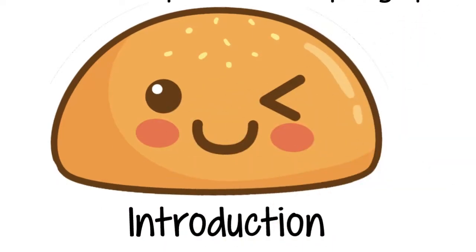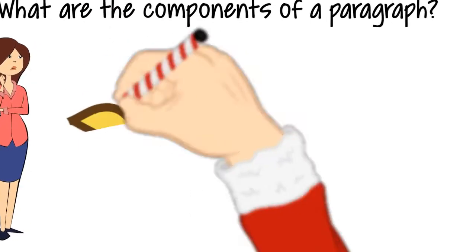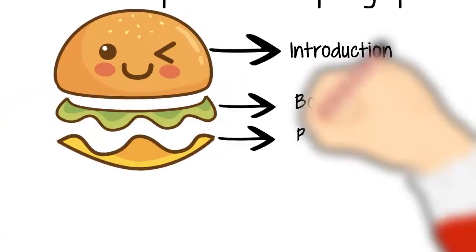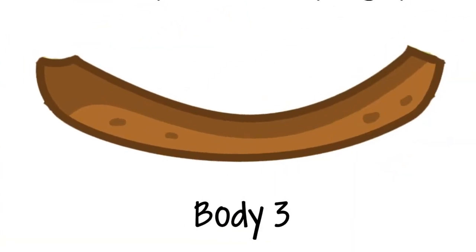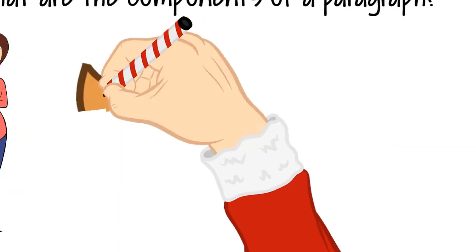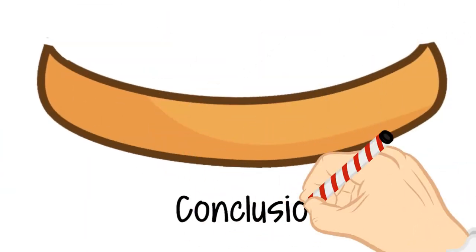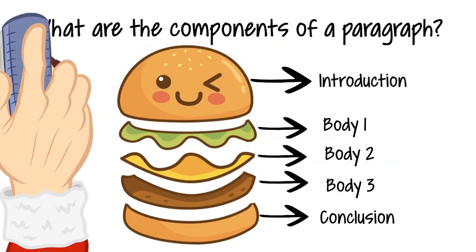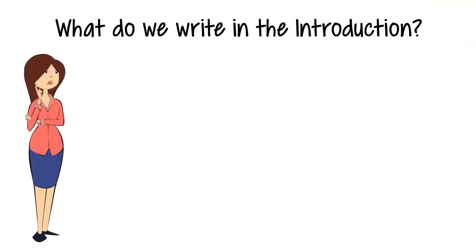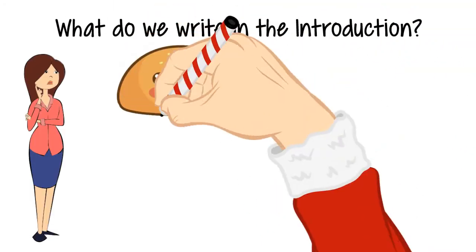The top bun is the introduction. The lettuce is for body 1. The cheese is for body 2. The meat is for body 3. Lastly, the bottom bun is your conclusion. Now we know the components of an essay. How do we write it?